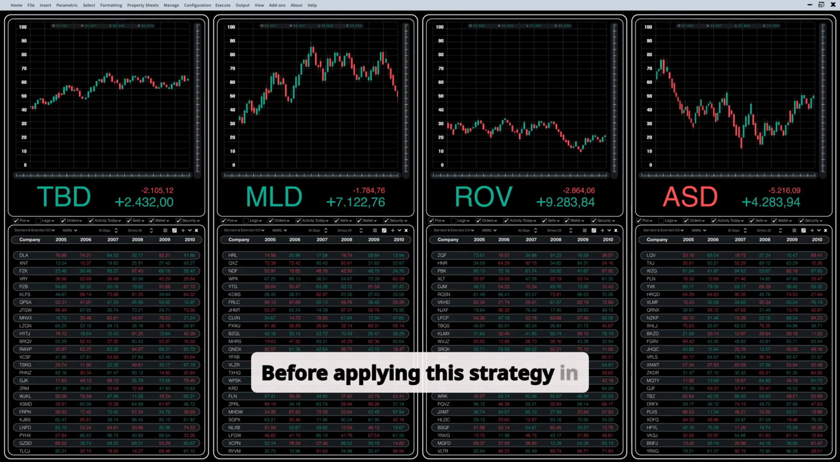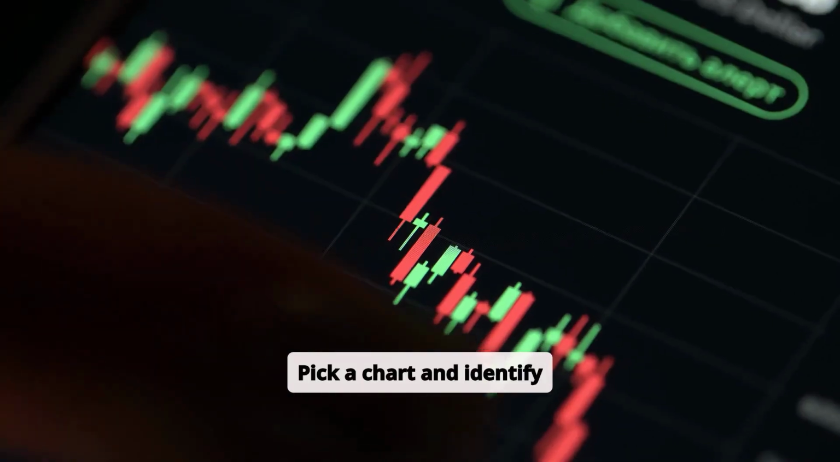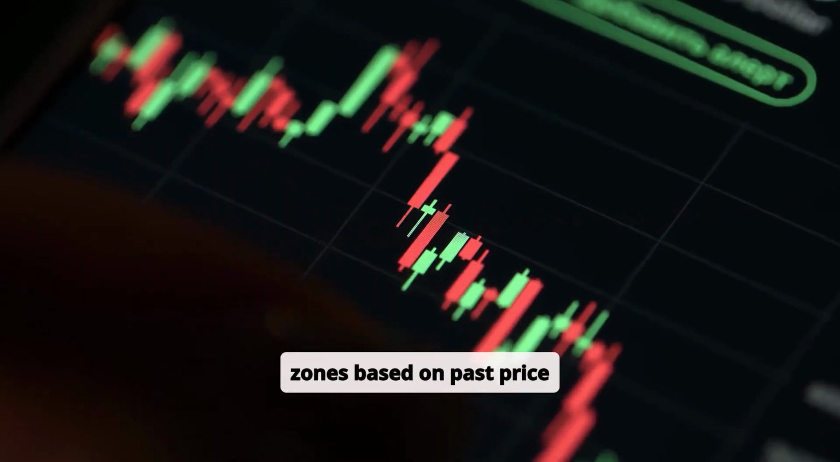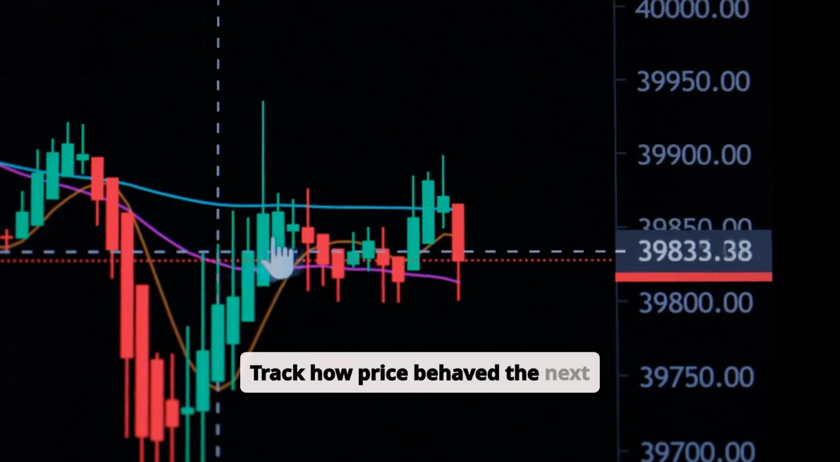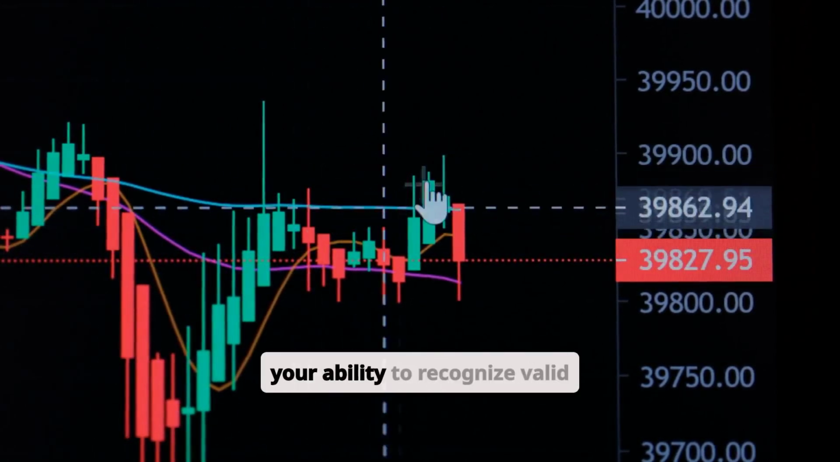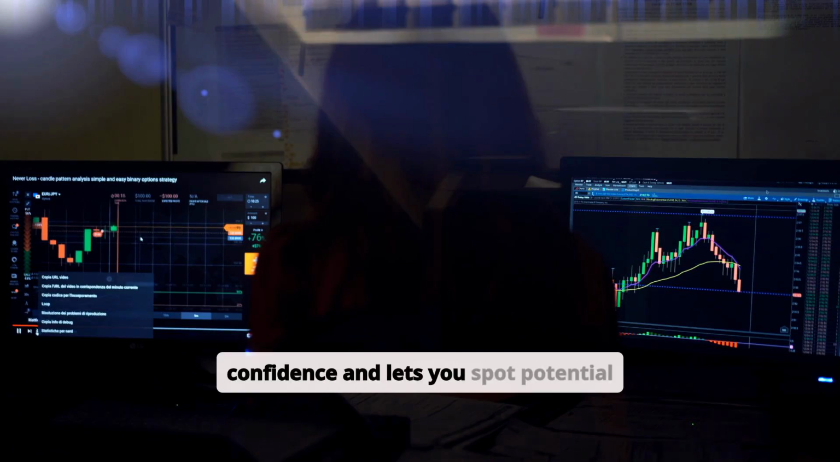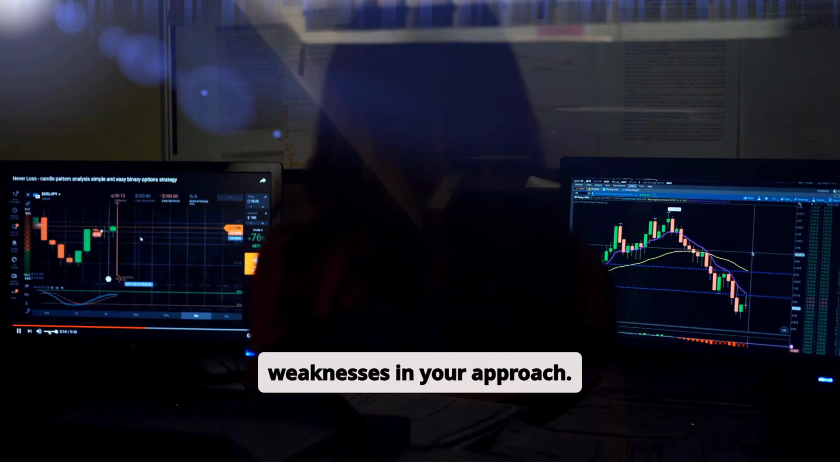Before applying this strategy in live trading, practice using historical data. Pick a chart and identify zones based on past price movements. Track how price behaved the next time it revisited those zones. Look for patterns and refine your ability to recognize valid zones. Backtesting builds confidence and lets you spot potential weaknesses in your approach.